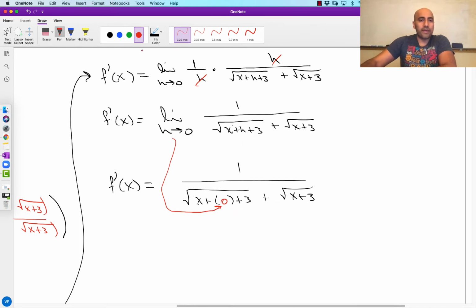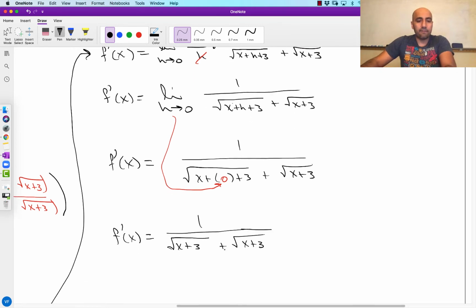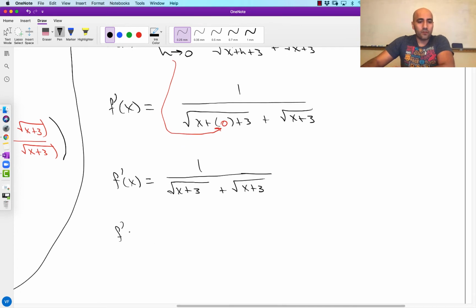And so now what we get is square root of x plus 3, right, since that's just a 0, plus another copy of square root of x plus 3. And since they're both identical, I have two copies of square root of x plus 3, so I can combine them. And so I end up with 1 over 2 square root of x plus 3. That's my final answer.